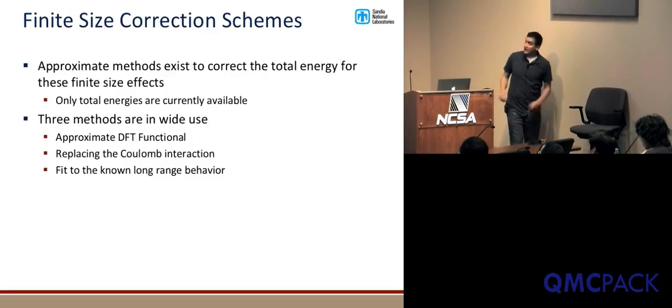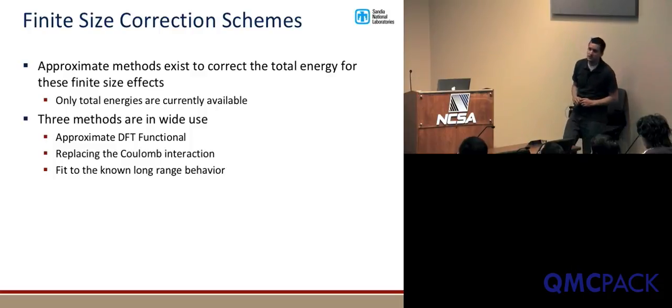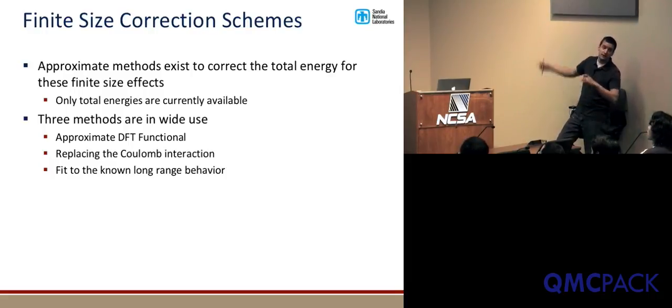And for this reason, there actually has been quite a lot of work on finite size correction schemes. So the idea here is I'd like to do my calculations in a relatively small supercell and then have some analytical method that's going to tell me what would have happened if I had done the calculation in an infinitely large cell.